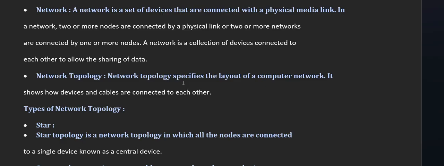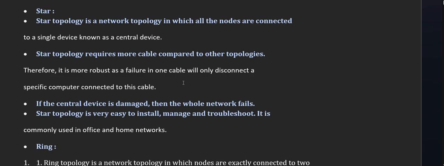Star topology is one type where all nodes are connected to each other through a single device, which we call a hub, that is a central device. Star topology requires more cable compared to other topologies. It is robust, as a failure in one cable will only disconnect the specific computer connected to this cable. But if the central device is damaged, the system fails.